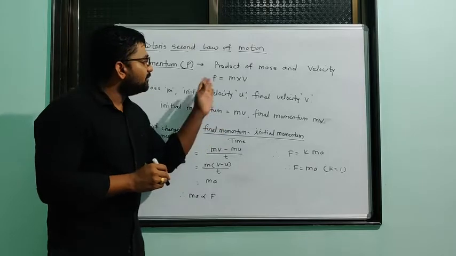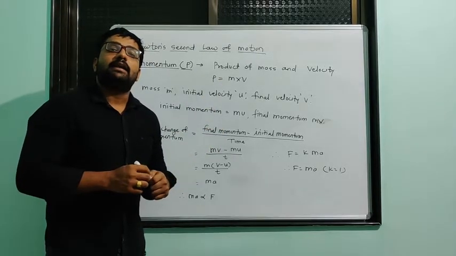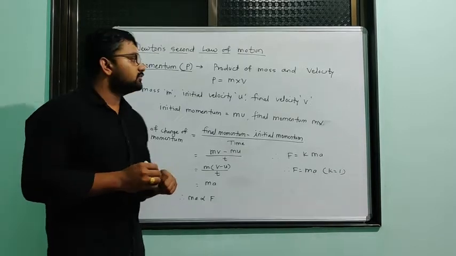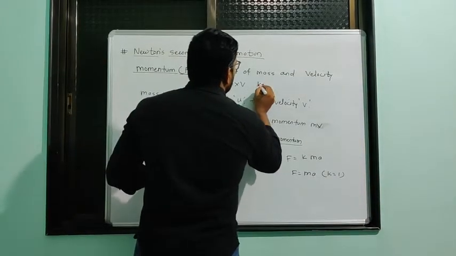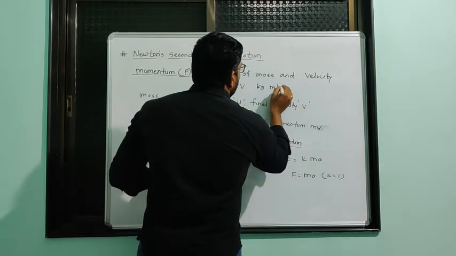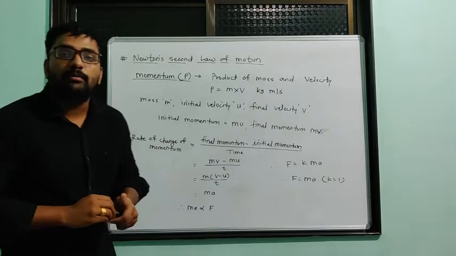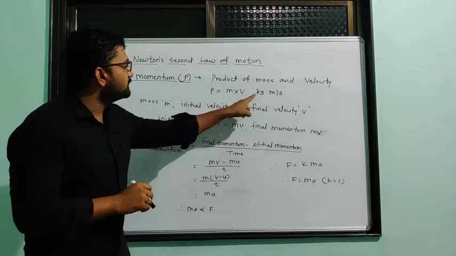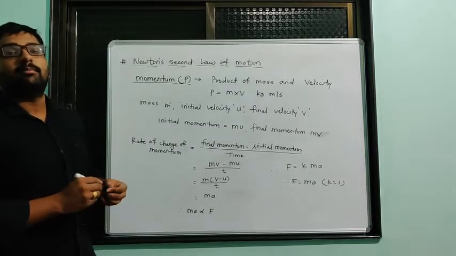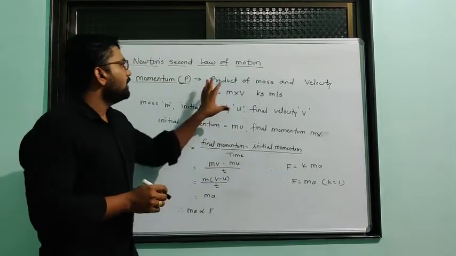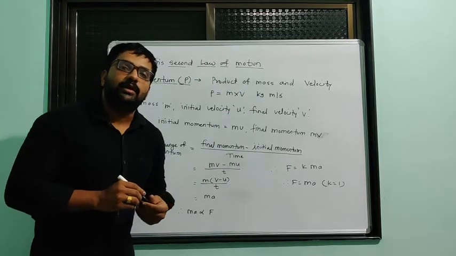To describe this quantity we need magnitude as well as direction. So it has SI unit kilogram meter per second, because mass is in kilogram and velocity is in meter per second. Kilogram meter per second is the SI unit of momentum. Product of mass and velocity is simply called momentum.